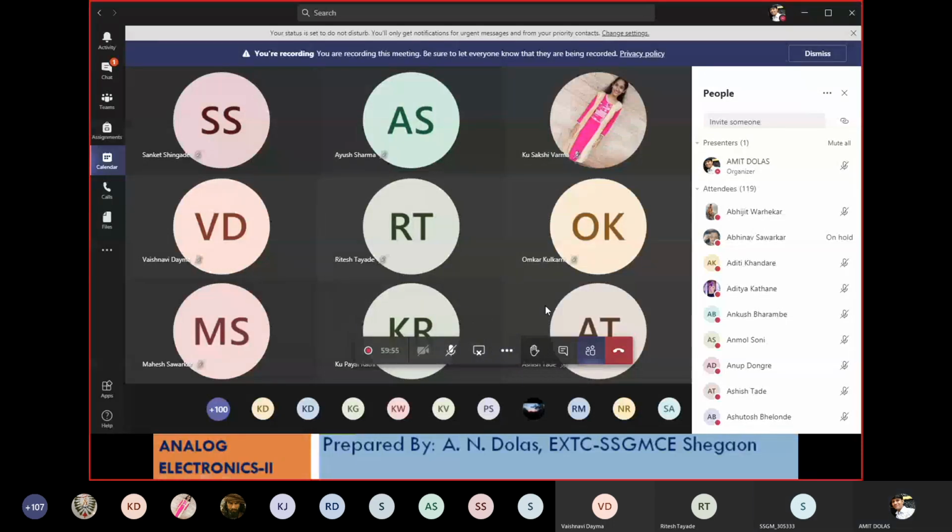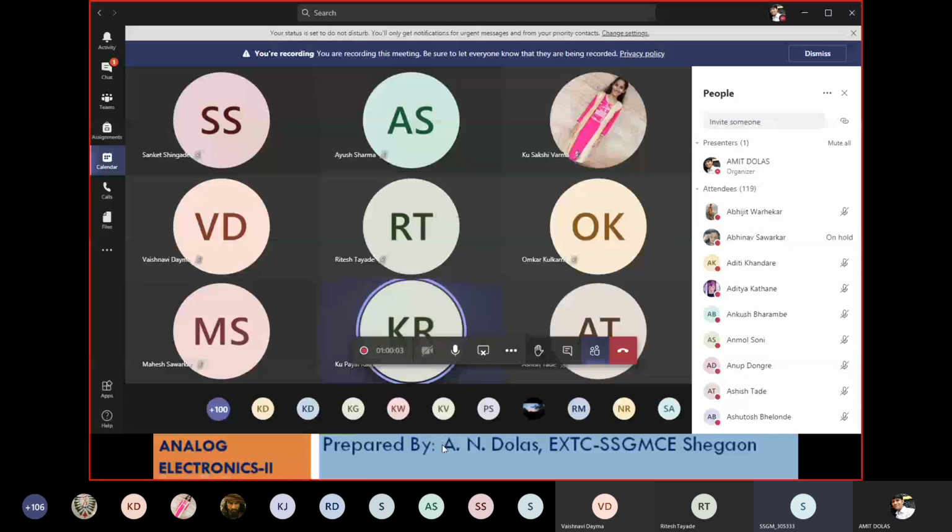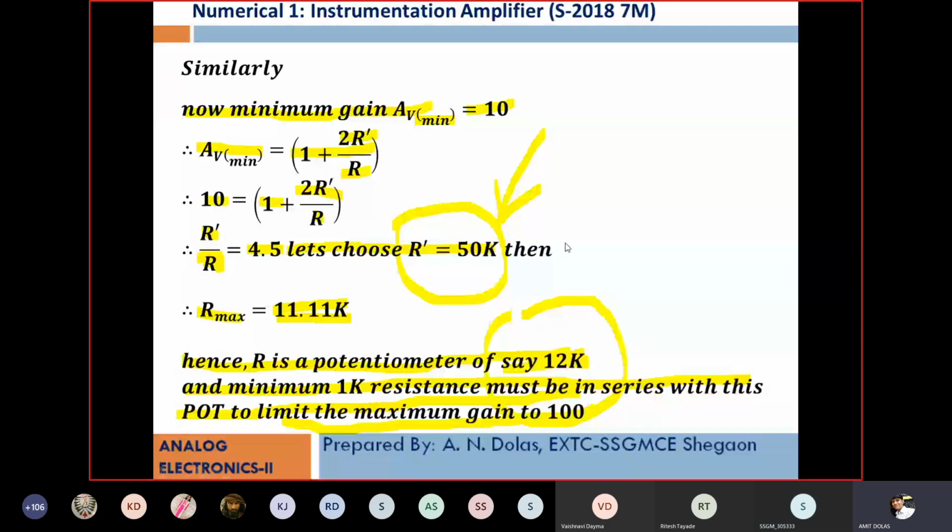Sir? Hello? Yes, Payal. Sir, what is the portion for UT? Yet I have not discussed with Khanchandani sir, but probably unit number second and third, which we already covered.